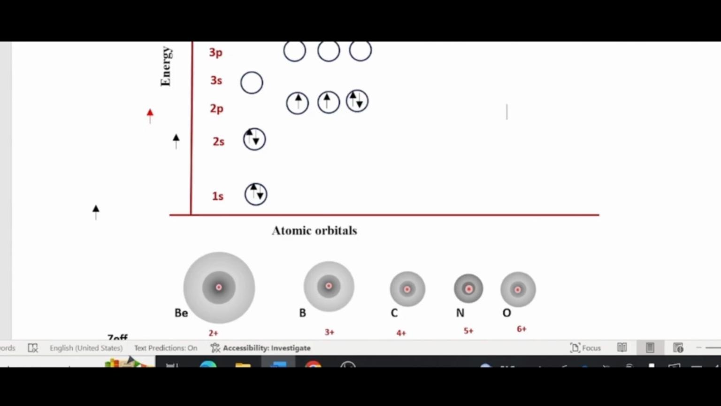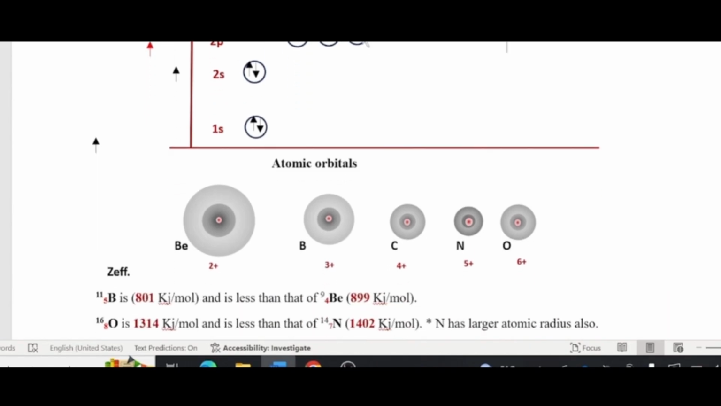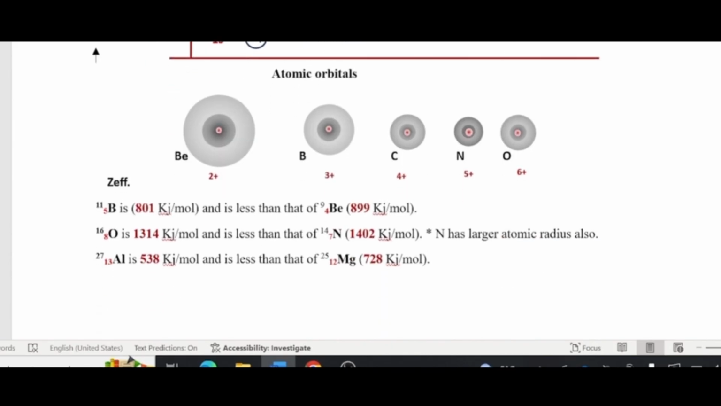So what is happening now? This extra electron in oxygen causes greater electron-electron repulsion. That extra electron is creating some stress for these electrons, and therefore it is easier to remove one of those electrons from the oxygen atom than from the nitrogen atom, because of the greater electron-electron repulsion. Same thing for aluminum too.